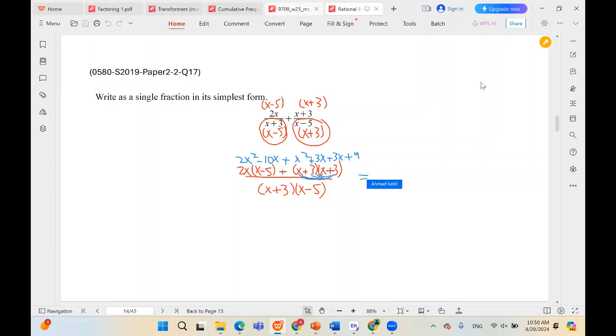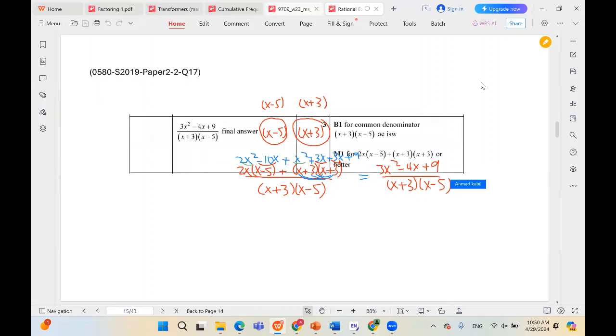Now we can collect the like terms and further simplify. So for the like terms, we choose the terms that have the same power of x. We have 2x squared plus x squared, so this is 3x squared. And then we have 3x plus 3x, this is 6x, minus 10x, this would be -4x, so we have minus 4x here. And finally, we have plus 9. And this is divided by x plus 3 and x minus 5. And this will be okay as a final answer.